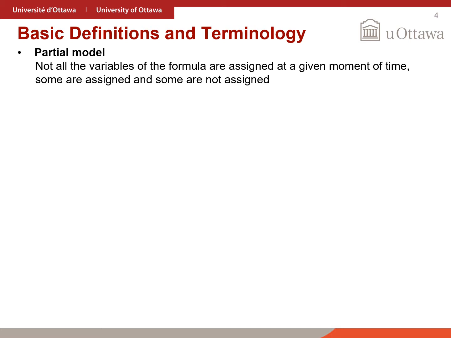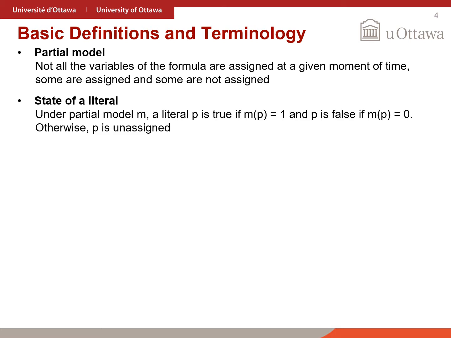Not all the variables of the formula are assigned at a given moment of time. Some are assigned and some are not assigned. Such a state is called a partial model. Under partial model M, the literal P is true if M(P) evaluates to true and P is false if M(P) evaluates to false. Otherwise, P is unassigned.